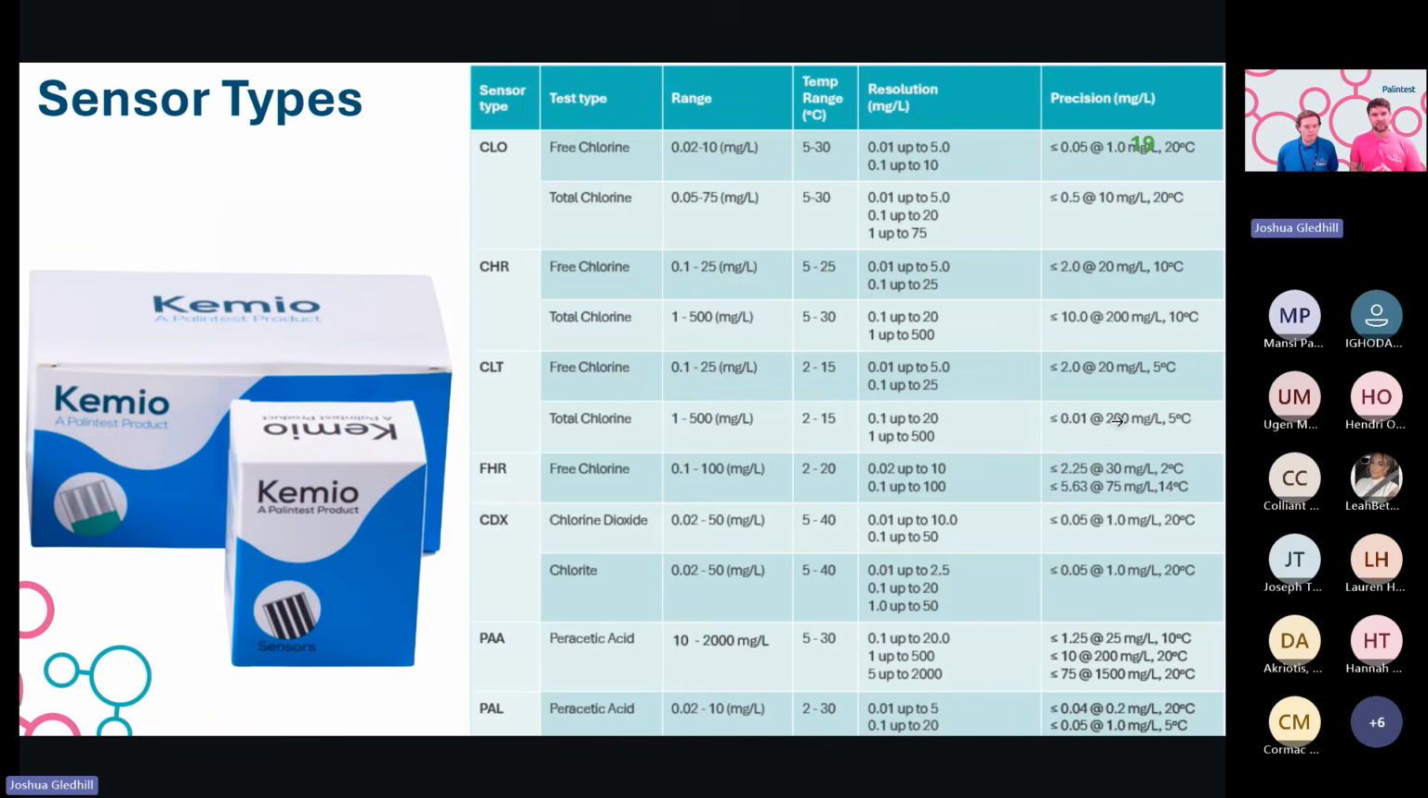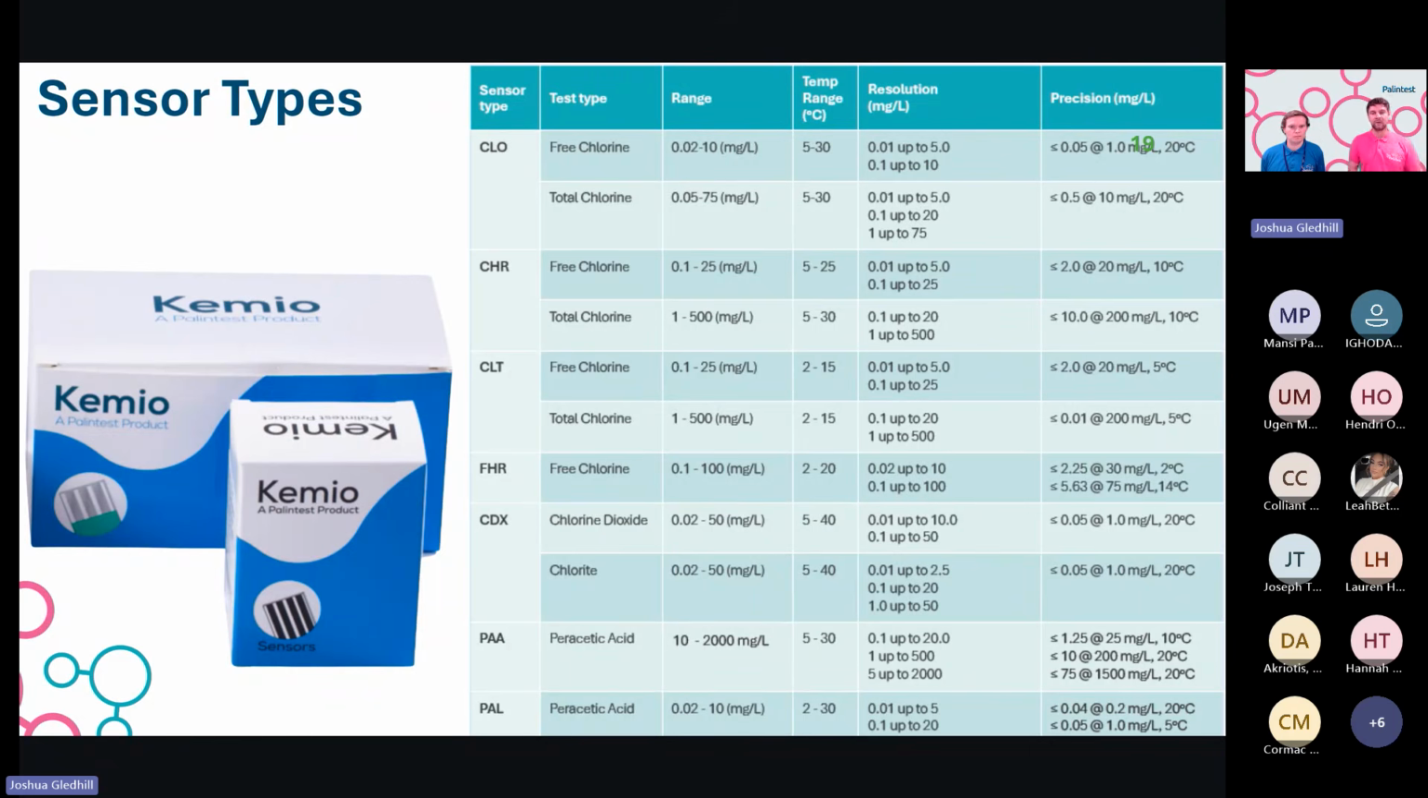So as Tom articulated, on the Kemio disinfectant, we offer three in total: chlorine, bromine, chlorine dioxide, chlorite, and peracetic acid. And on this screen here, you can see some of the ranges that we offer. So we go down to as low as, on chlorine specifically, 0.02 milligrams per litre. So potentially once you've washed and disinfected the salad or the fruit, and you're wanting to rinse that to remove any chlorine, you might want to make sure there is a really low level or an absence of chlorine. So these sensors here would be really useful for that.